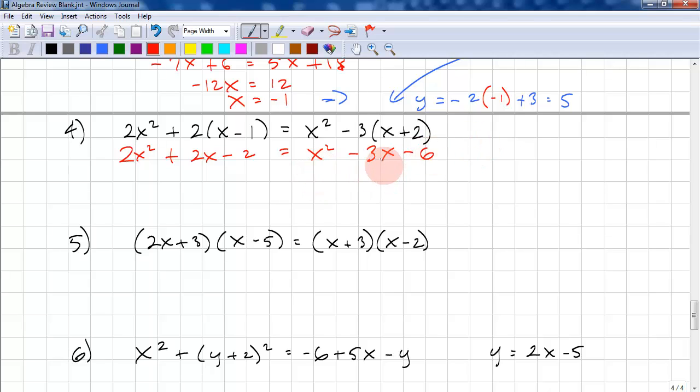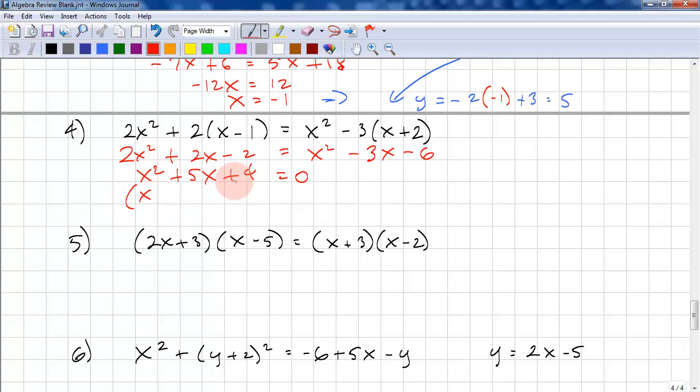Bring everything over to the left-hand side because we want a positive leading coefficient. 2x squared minus x squared is x squared. Positive 2x plus 3x, that's positive 5x. Negative 2 plus 6, that's positive 4, equals 0. And recall, we want to do this so we can factor. We don't have one single x that we can isolate, so we factor this.